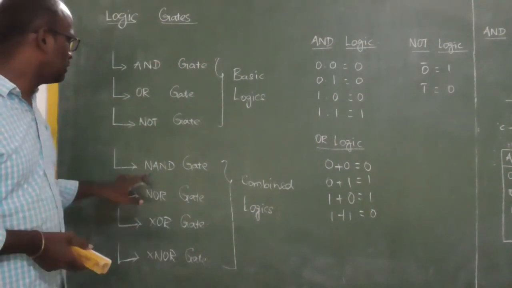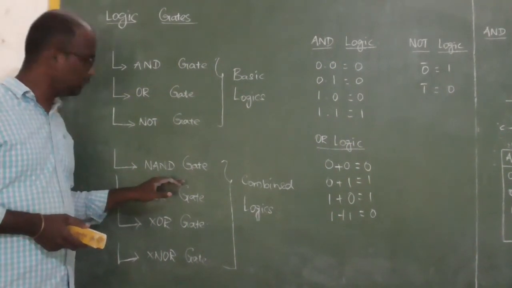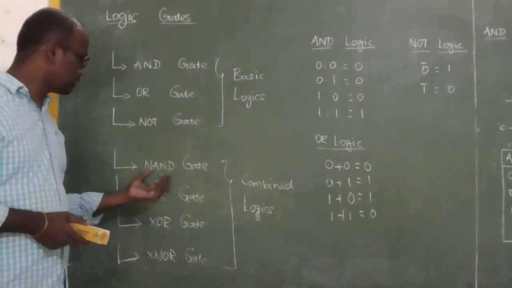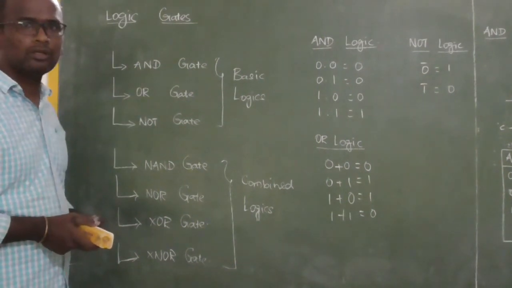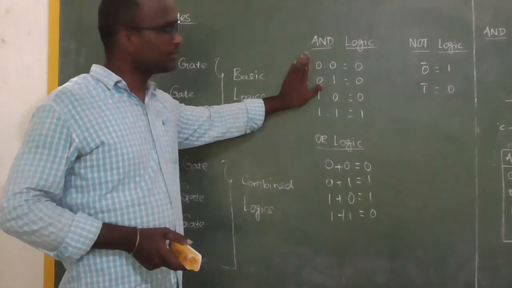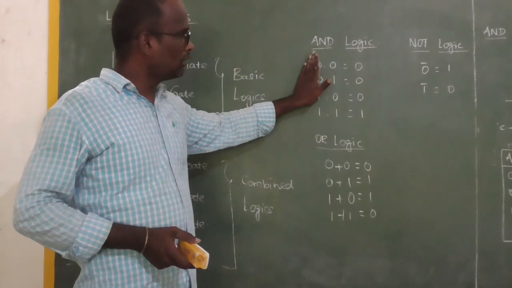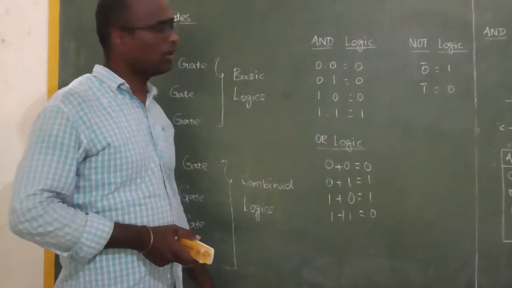For example, the extended name of the NAND gate is not AND. This NAND gate is opposite to the logical operations of the AND gate. Here is the logical truth table of the AND gate. The AND gate will provide these output combinations for the 4 input combinations.